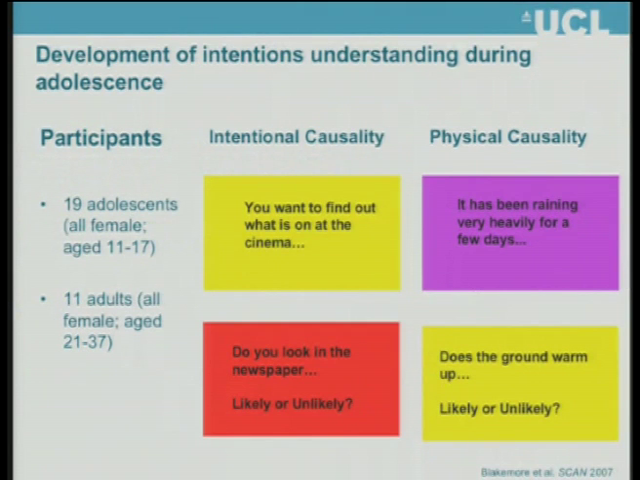We compare activity in this condition to activity in a condition where, again, we're asking about cause and effect, but here the cause and effect is purely physical and natural. So, for example, it's been raining very heavily for a few days. Does the ground warm up? We know from previous studies that the comparison between these two conditions results in activity of the social brain network. And that's exactly what we found here.